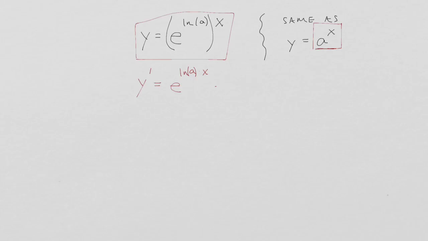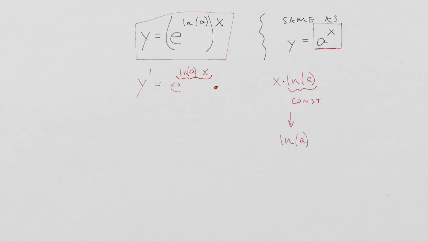And now I need to multiply by the derivative of what's inside. So I need to figure out what is the derivative of x times the natural log of a, or the natural log of a times x. Now if we remember that a is a constant, I'm just going to pull this to the side here and put the x out front. If I remember that this is a constant, suddenly this becomes like find the derivative of 2 times x, which is just 2. The derivative of x times the natural log of a is just the natural log of a.